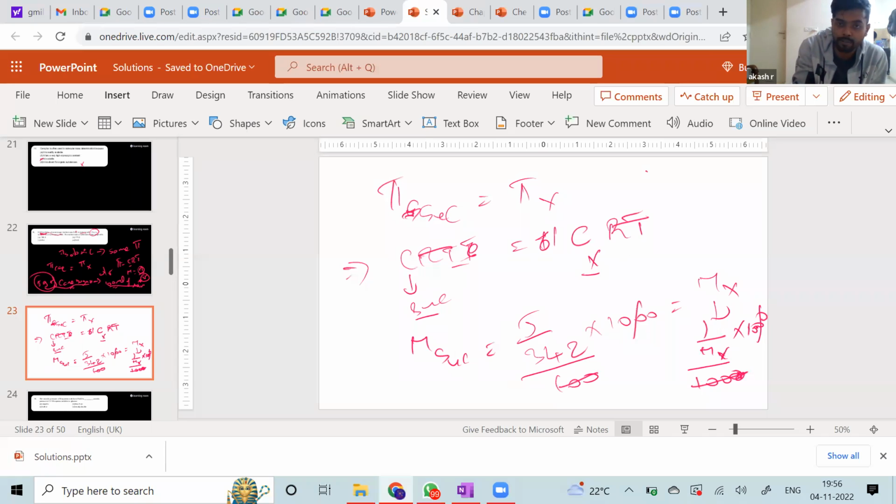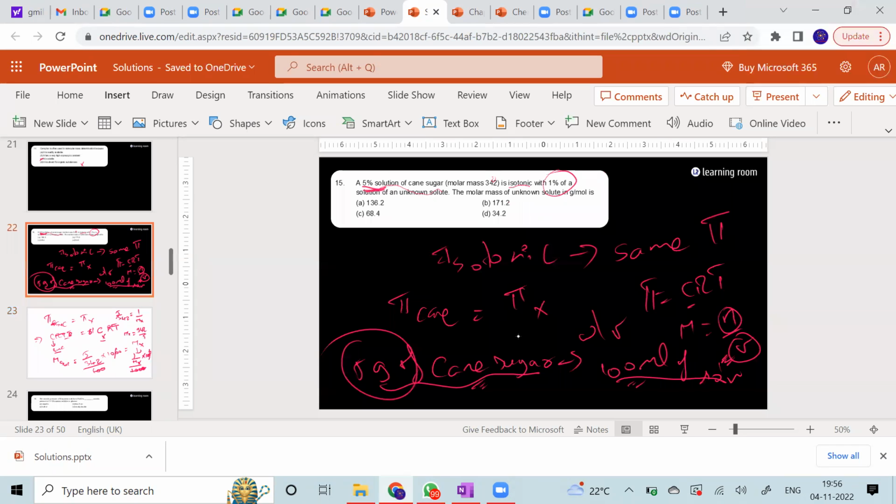So what is remaining now? 5 divided by 342 is equal to 1 divided by the molecular mass of X. So what is the molecular mass of X? That will be equal to 342 divided by 5. That's the answer, approximately 68.5. Okay, this is how you calculate the question. So the first thing to understand is what is isotonic, the same osmotic pressure. The second thing is, whenever molarity is used and they are giving you some percentage, you take it as W by V.